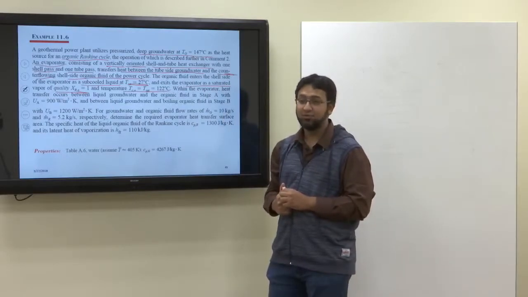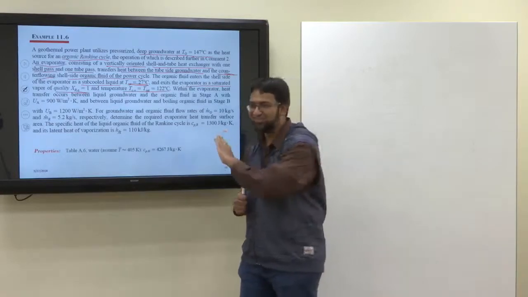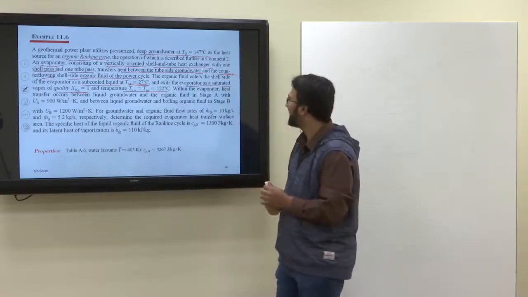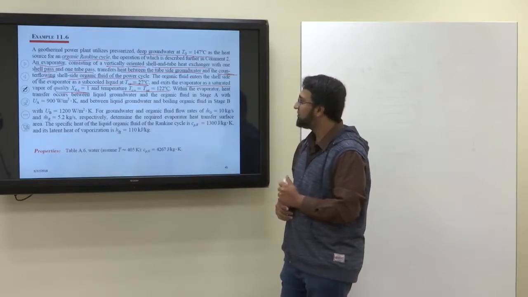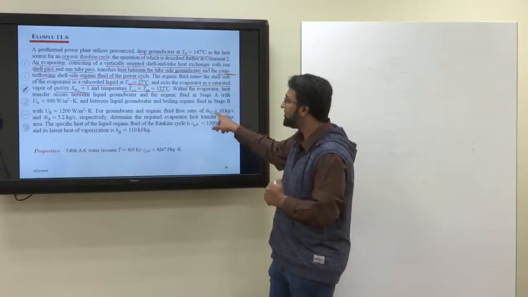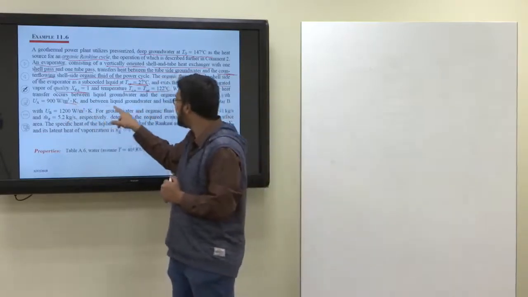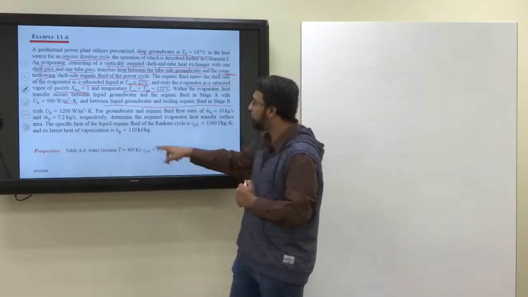Not air, the groundwater. You will see. Within the evaporator, heat transfer occurs between groundwater and organic fluid in stage A with UA this, and between groundwater and boiling organic fluid in stage B with UB this.